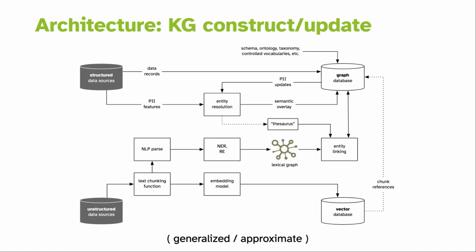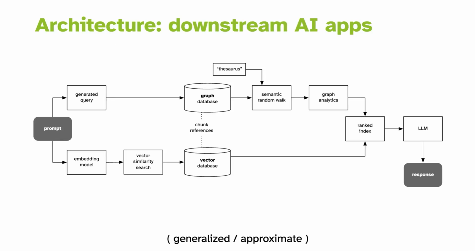If you blur your eyes enough, squint hard enough, that's kind of what's going on in most of the graph approaches. And then downstream, once you've built out your graph and your vectors, when you get a prompt coming in at runtime, then it can go a couple directions.